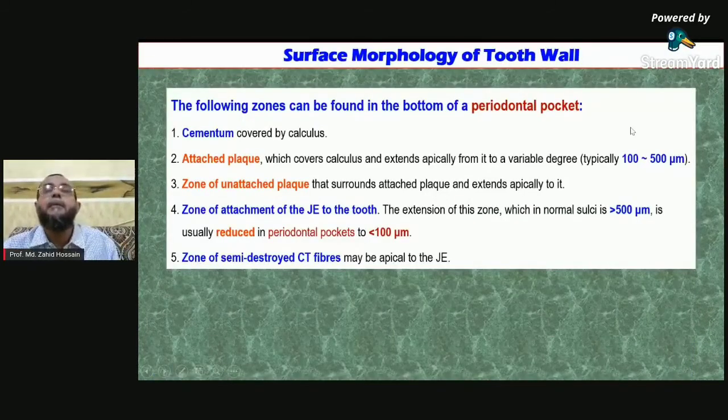The surface morphology of the tooth wall. You will find 4 zones, actually 5 zones.